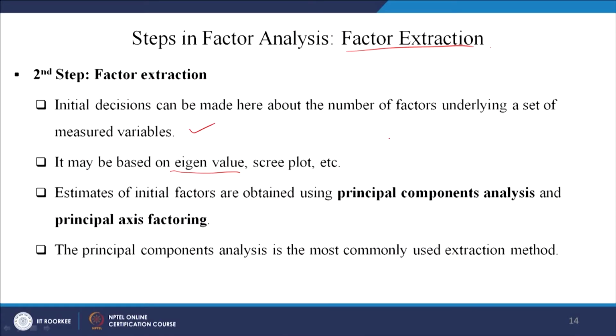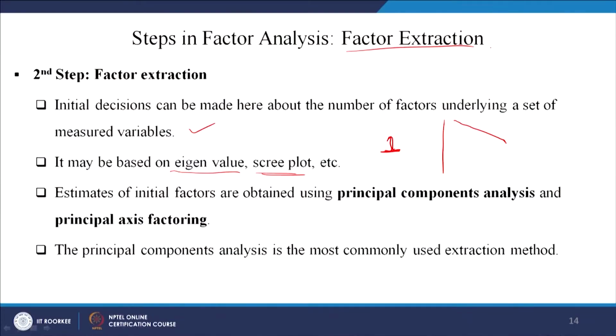Sometimes it is based on eigenvalue; an eigenvalue greater than 1 is considered acceptable. The scree plot also I had shown you how it changes. From the scree plot we can say after what point the changes are not much. In one case we saw that there were 3 factors which we selected. So, if suppose it falls like this and then like this, up to this much there is a significant change, here there is no change. So, we will say this is the number of factors, 3 or 4 or whatever.